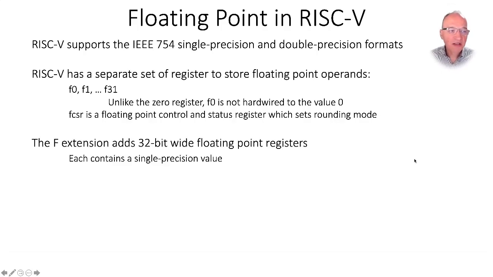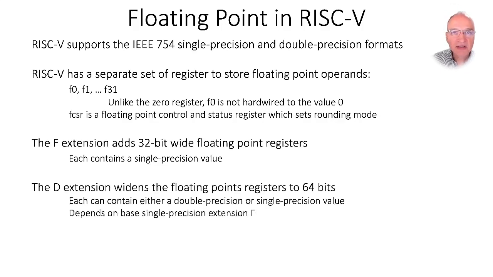The F extension, so RISC-V is designed with different types of extensions, and each one of those extensions will have a different number of bits for the floating point registers. So the F extension has 32-bit wide floating point registers. Each contains a single precision value.